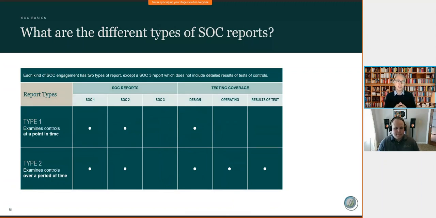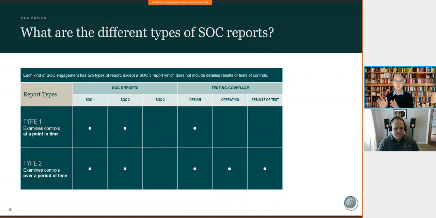For Type 1, this applies to both SOC 1s and SOC 2s and only covers the design of the controls, does not test the operating effectiveness of the controls, nor post the result of that testing. Again, this is a point in time.